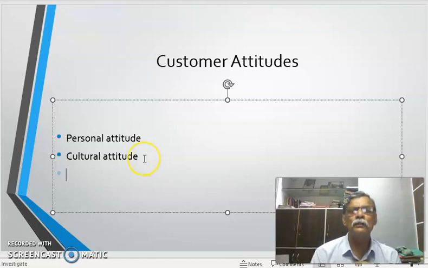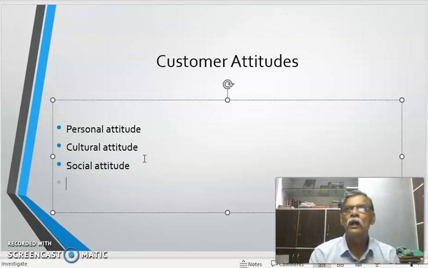Then we come to the third type of attitude, that is social attitude. अब social attitude किसका रहता है? जो दोस्ती करते हैं, रिलेशन है जिनके, सोसाइटी में जो मिंगल करते हैं, थोड़ी सी ओपननेस रहती है. They are broad-minded people, so their attitude is very acceptable.